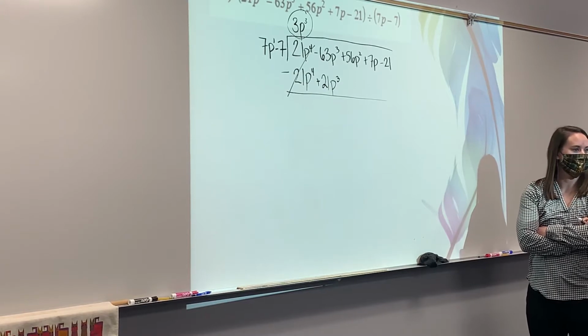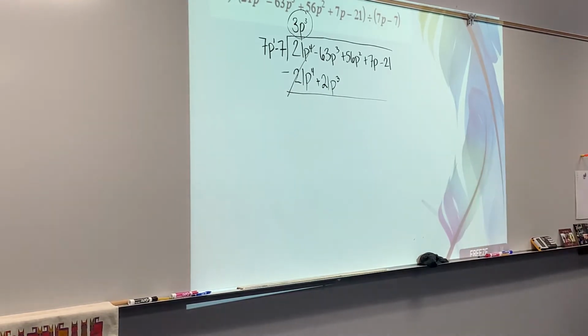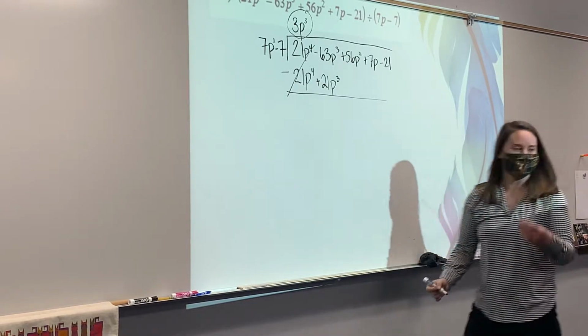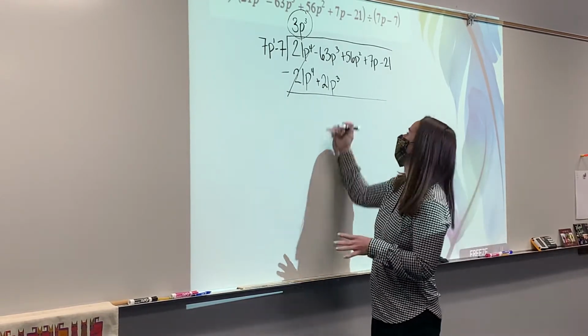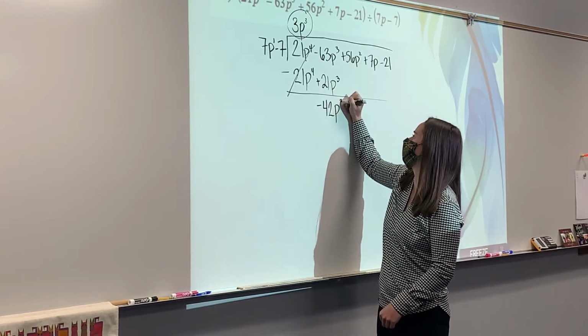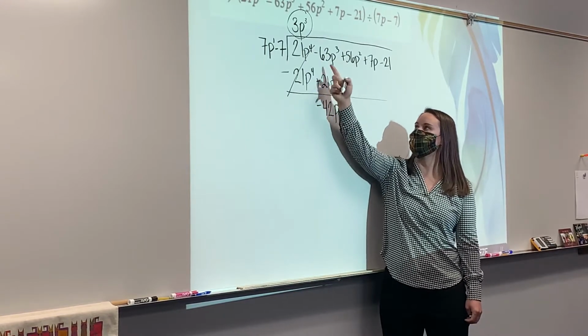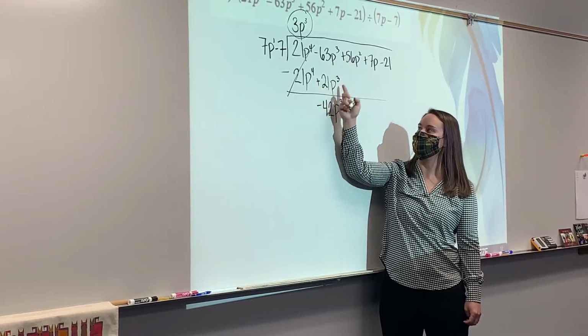Negative 42. You guys say 42? It's a little too early and also kind of like a Monday. Negative 42p cubed. So don't forget your p cubed. That's like saying negative 63 apples plus 21 apples.